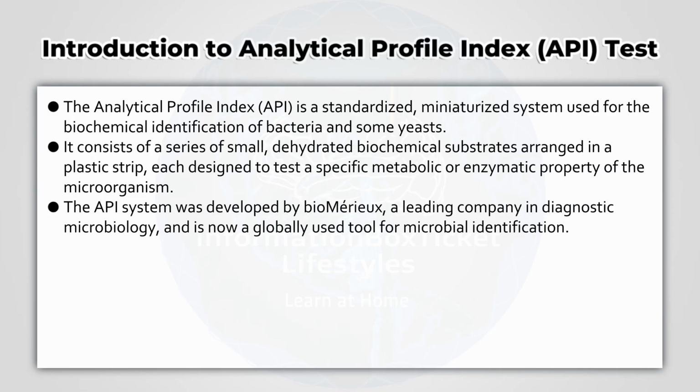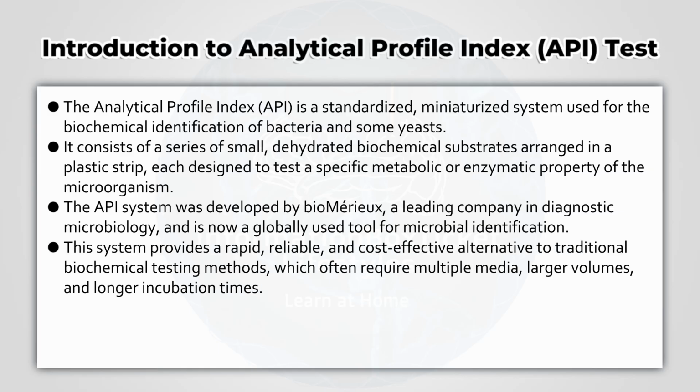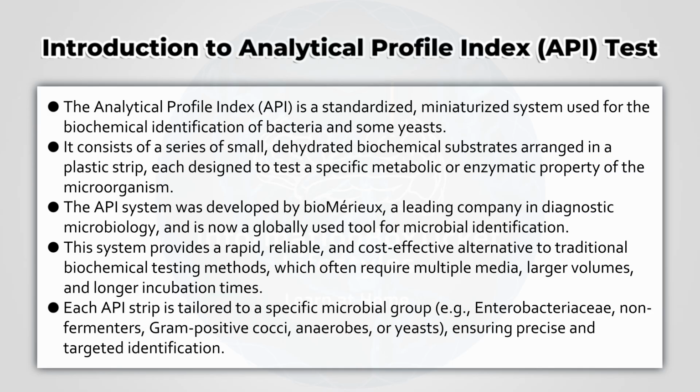The API system was developed by bioMérieux, a leading company in diagnostic microbiology, and is now a globally used tool for microbial identification. This system provides a rapid, reliable, and cost-effective alternative to traditional biochemical testing methods, which often require multiple media, larger volumes, and longer incubation times. Each API strip is tailored to a specific microbial group, e.g., Enterobacteriaceae, non-fermenters, gram-positive cocci, anaerobes, or yeasts, ensuring precise and targeted identification.